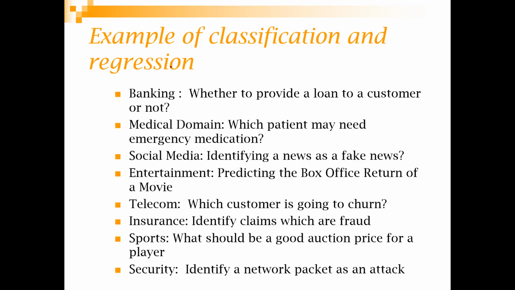Entertainment. Predicting the box office return of a movie. The producer wants to know, before the movie hits the theater, what the expected box office return is. The earlier three examples were classification. This is not a classification example, this is a regression example, because we want to know exactly what the return from the movie is going to be.